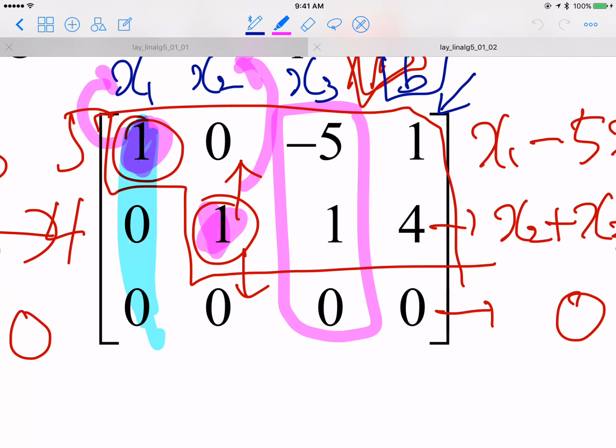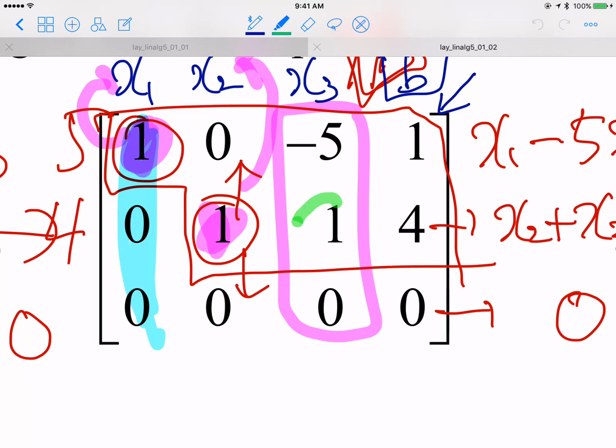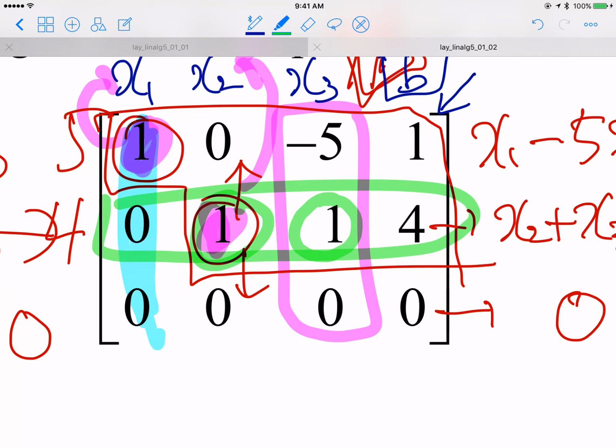Okay, and then in this reduced echelon form, let me ask one thing. So here, in this case, is it pivot or not? This is not pivot because in this corresponding row, we already see the pivot in the left side, right?